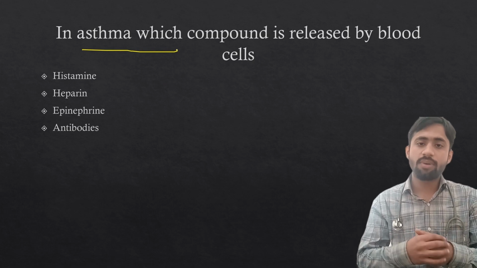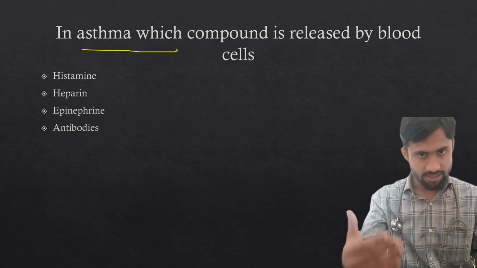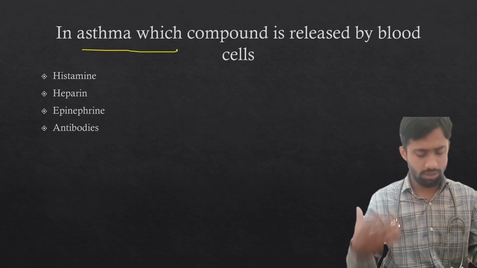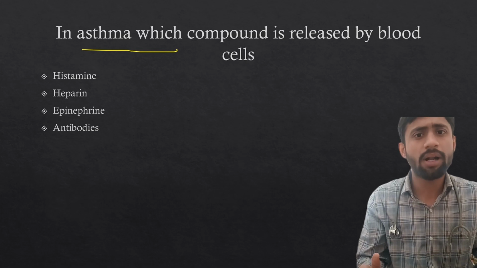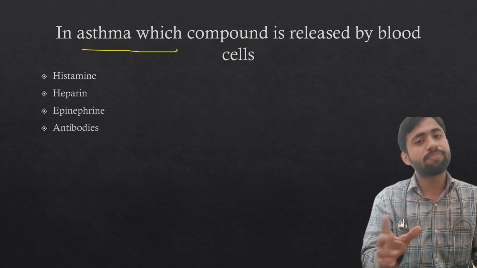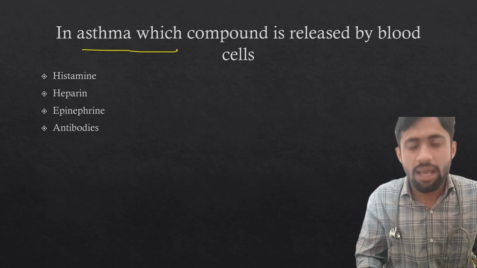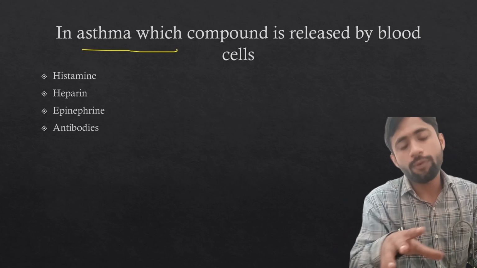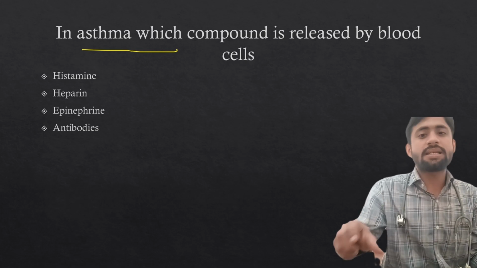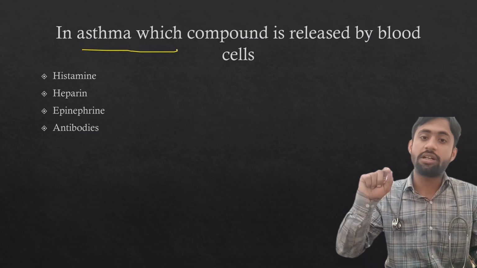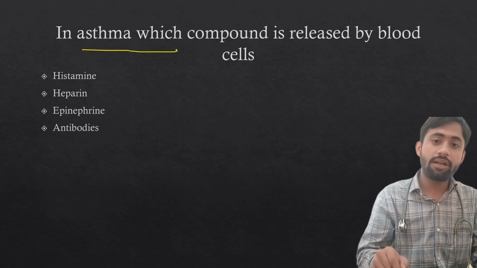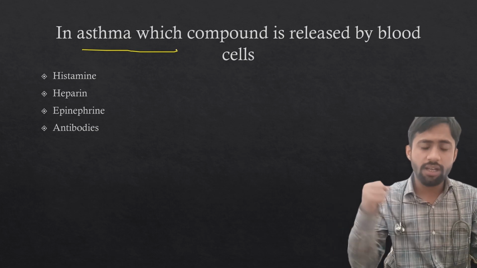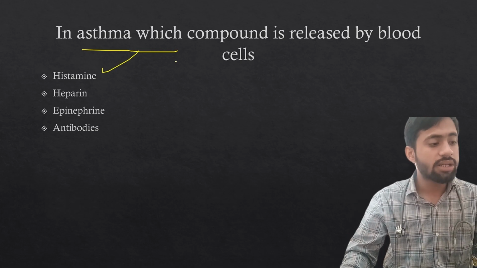In asthma, which compound? So in asthma, I told you that your immune system gets hypersensitive to something that is non-dangerous to your system, such as dust particles, butter, or peanuts. If someone is allergic to peanuts, it is not that the peanut is harmful for the body, but the body is hypersensitive to peanuts. The body thinks that the peanut is a dangerous thing. Whenever the peanut enters, there is an alarming situation and all the compounds are released and fight against the peanuts. So histamine is the right answer.